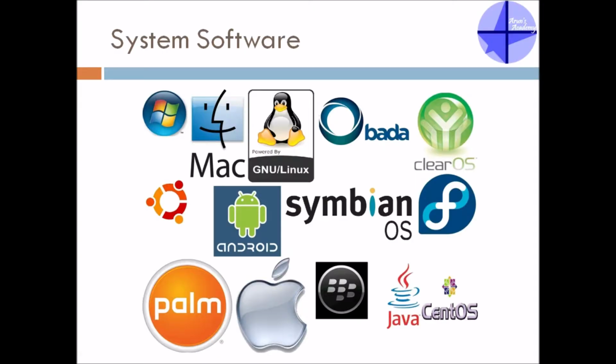Let's now understand what a system software is. All those software which are required in order to run the system are called system software. What I mean is, without this particular set of software, the system itself will not run. For instance, an operating system.